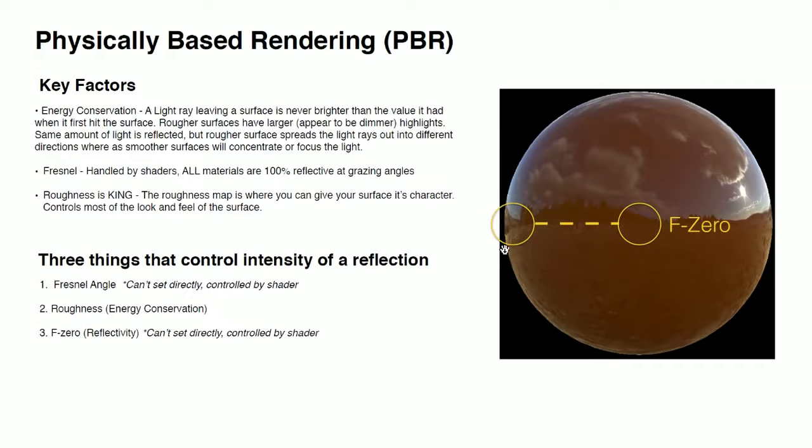So again, the roughness map is the part that we as the artist have full control over. And then finally we have this F0 reflectivity. We can't set this directly. Again, this is something that's controlled by the shader, which we'll talk about in a minute.